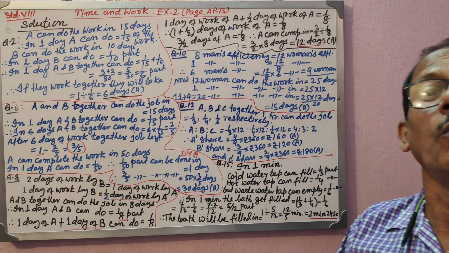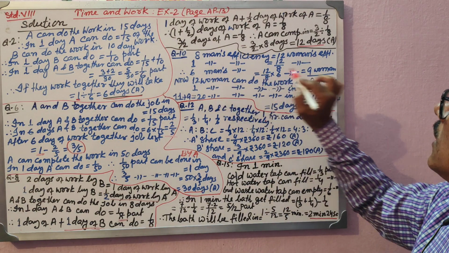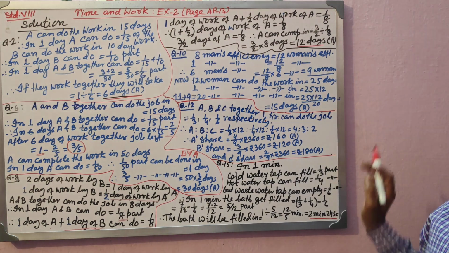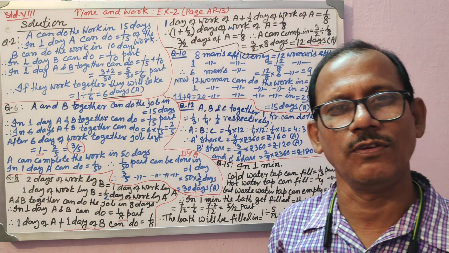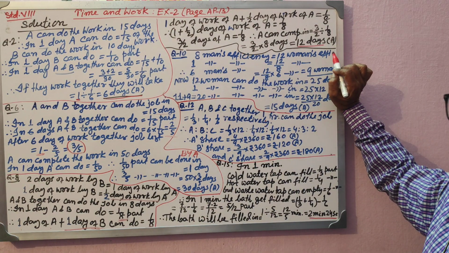6 men is equal to how many women, you will see. So 11 women plus 6 men equals whatever it comes to, that 11 plus that many women's work, if I find out. So 8 men's efficiency is equal to 12 women's efficiency.